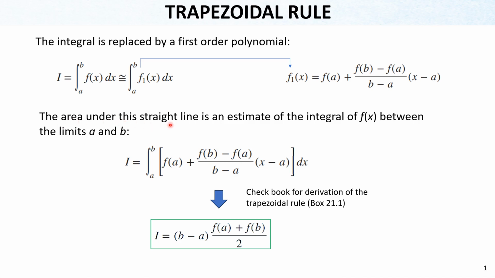And the area under this straight line is an estimate of the integral of f(x) between the limits a and b. So instead of taking this integral, we take this, and f1(x) becomes this function. So put it here. Take the integration of this. Basically, it becomes (b minus a) times (f(a) plus f(b)) divided by 2. You can check the book for the derivation of the trapezoidal rule, how to integrate. I'm not going to show that, and you are not responsible for the derivation, but you need to know about this only. So the integration is basically the summation of the two function values divided by 2 and times (b minus a). So this is the basic formulation for the trapezoidal rule to approximate the integral of a function.